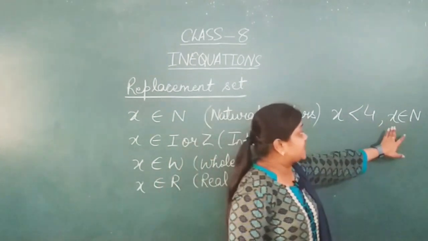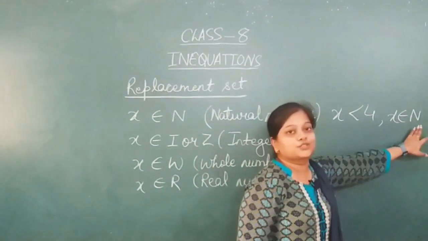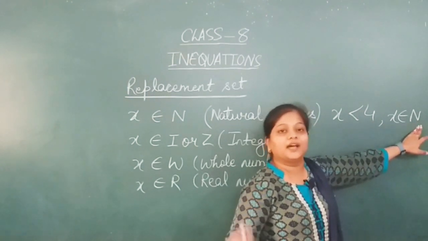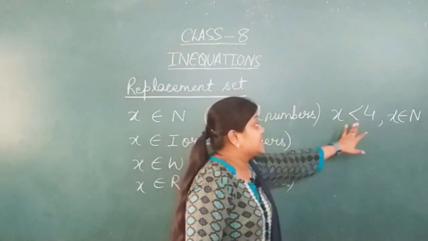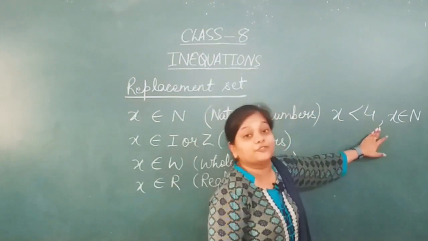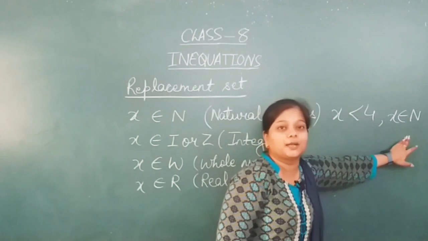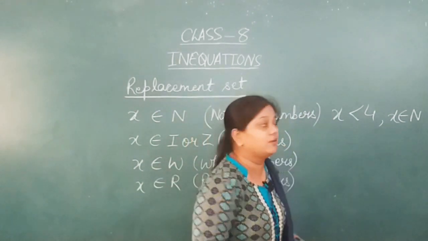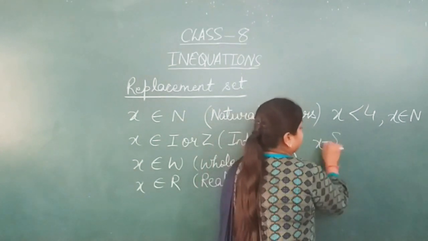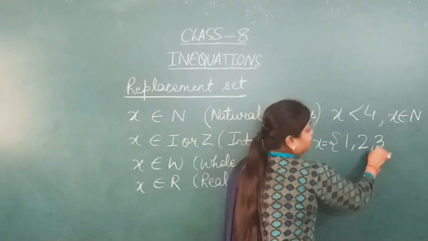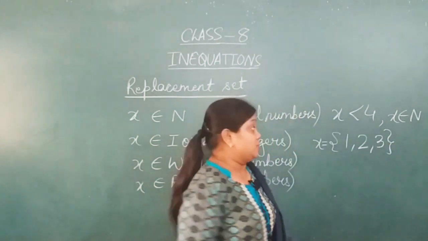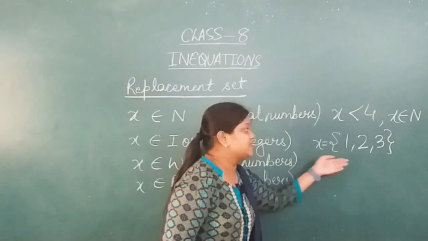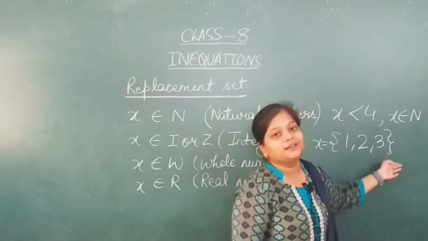Here the replacement set is x belongs to natural numbers. So natural numbers start from 1, 2, 3 and so on. And x is less than 4, मतलब x यहाँ पर 4 से छोटा है और आपका नेचुरल नंबर है. तो आपके वो नंबर्स जो 4 से छोटे हों और नेचुरल नंबर हों वो कौन से होंगे? 1, 2 and 3. So replacement set is of natural numbers and solution set is 1, 2 and 3.